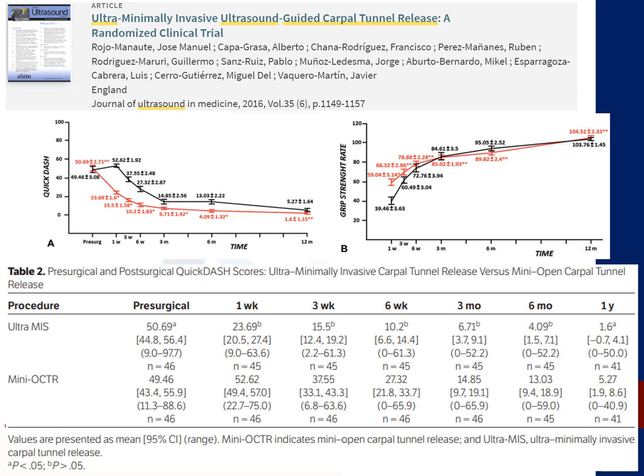Here we look at the difference in quick dash scores, and as is visualized in the accompanying figure, you can see that there is a statistically significant improvement in quick dash scores in the ultrasound guided release at all time points until 12 months. There was no association with ultrasound guided release and improvement in grip strength.